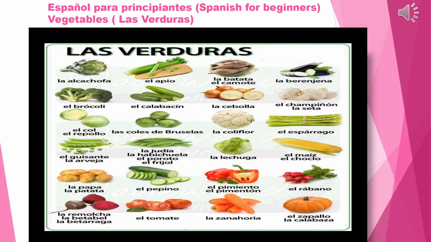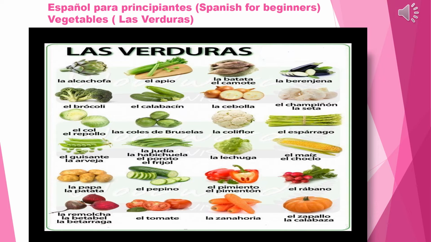La papa. La papa is potatoes, you see. That's potatoes. Or you can say la patata. La patata. So el pepino is cucumbers. And then you have el pepino.